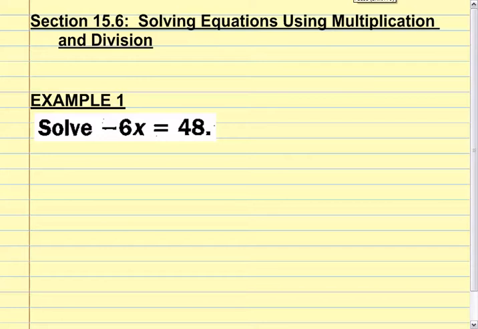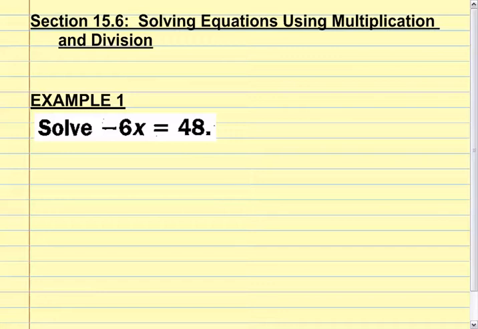All right. Solving equations using multiplication and division. Now, yesterday we did addition and subtraction. Today we'll use multiplication and division. What undoes multiplication? Good. If I multiply a number by something, then I divide by that same thing to get it back to where it was. Okay, good.